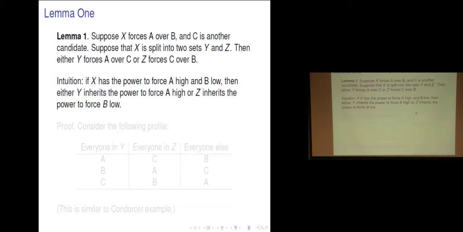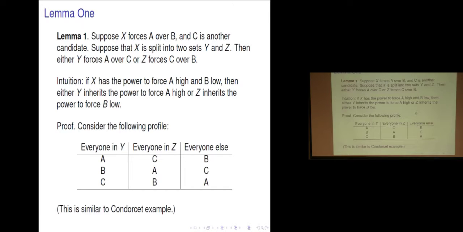So this probably helps. You have X, and X can force A high, B low. Now cut X in half, then one half will inherit some power. Either Y can force A high, or Z can force B low. Okay, so this is the claim. Now the proof. Let's consider this situation, this profile. I create a profile like this.